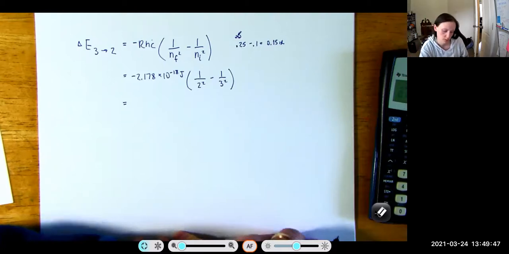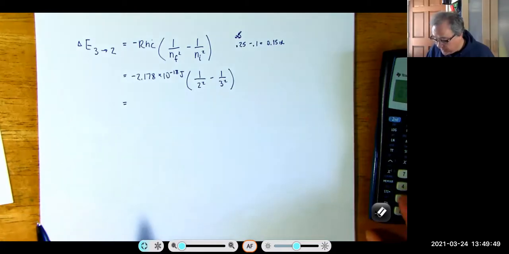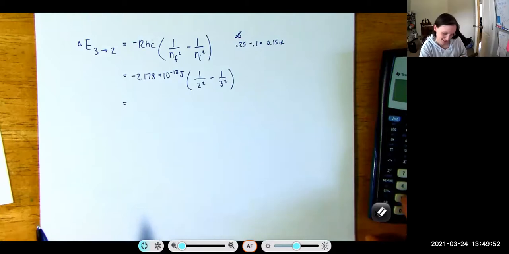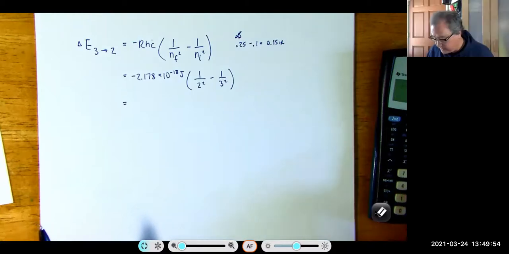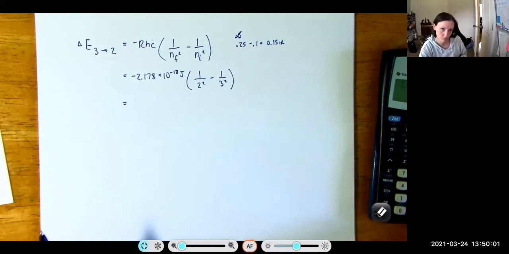How'd you get that? Okay, so in your calculator, put clear, then put 1 divided by 4, then put minus 1 divided by 9, and then put equal.